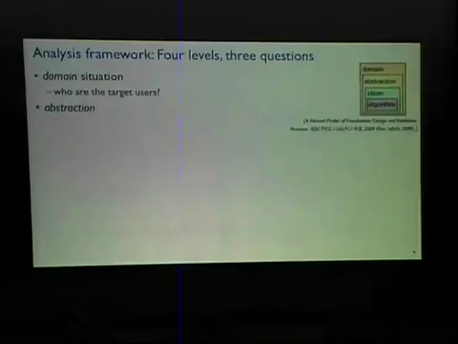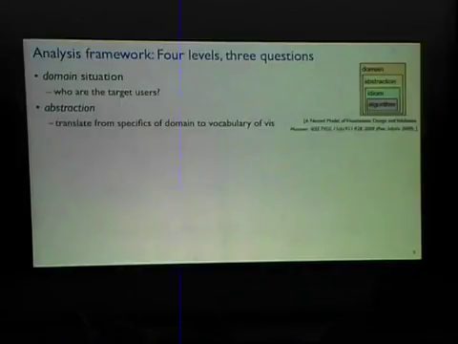Now what I'm going to call the abstraction level is an interesting one. In particular, what I want to do is translate from some domain-specific vocabulary to something that we can actually design visualizations to help with. And that's how we can actually learn things across from hacking to biology to financial modeling to looking at your music listening history.